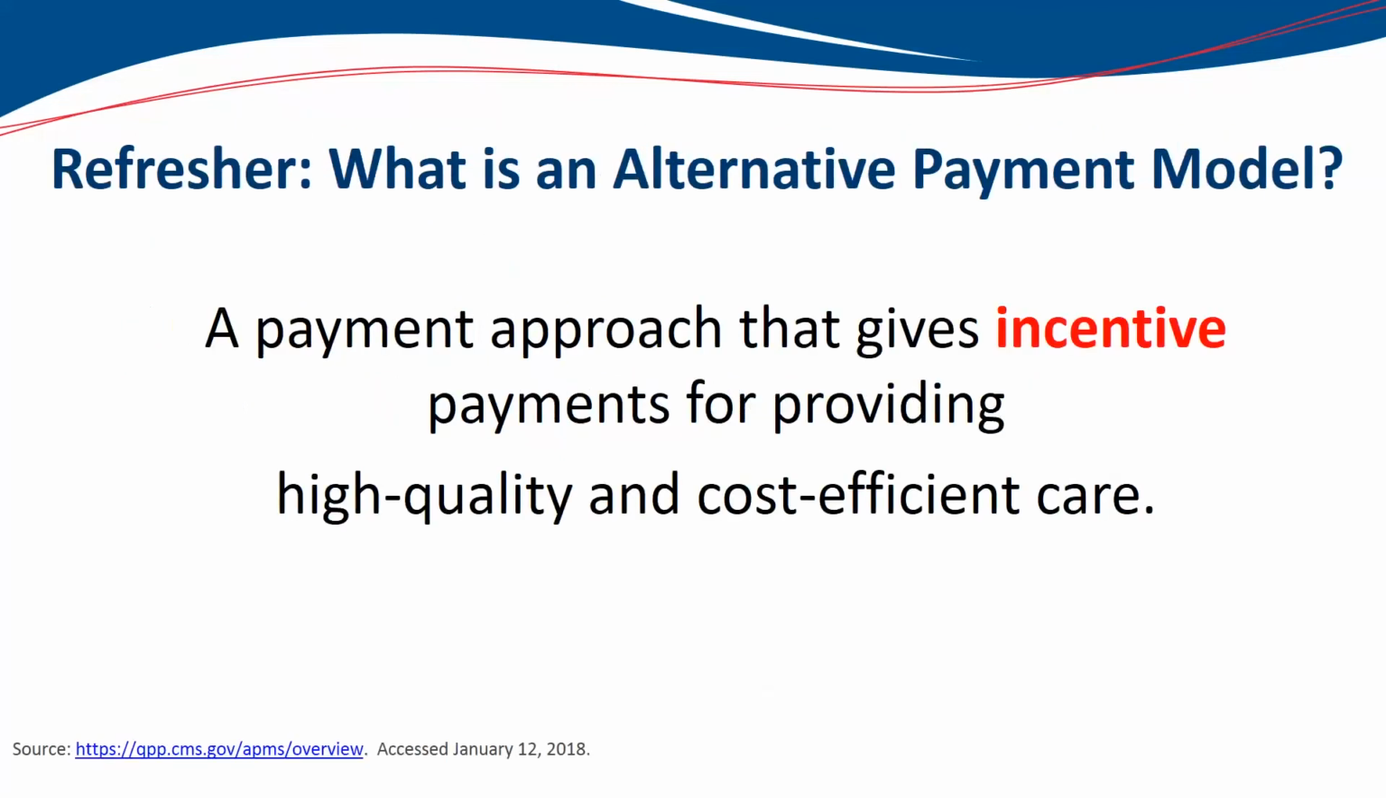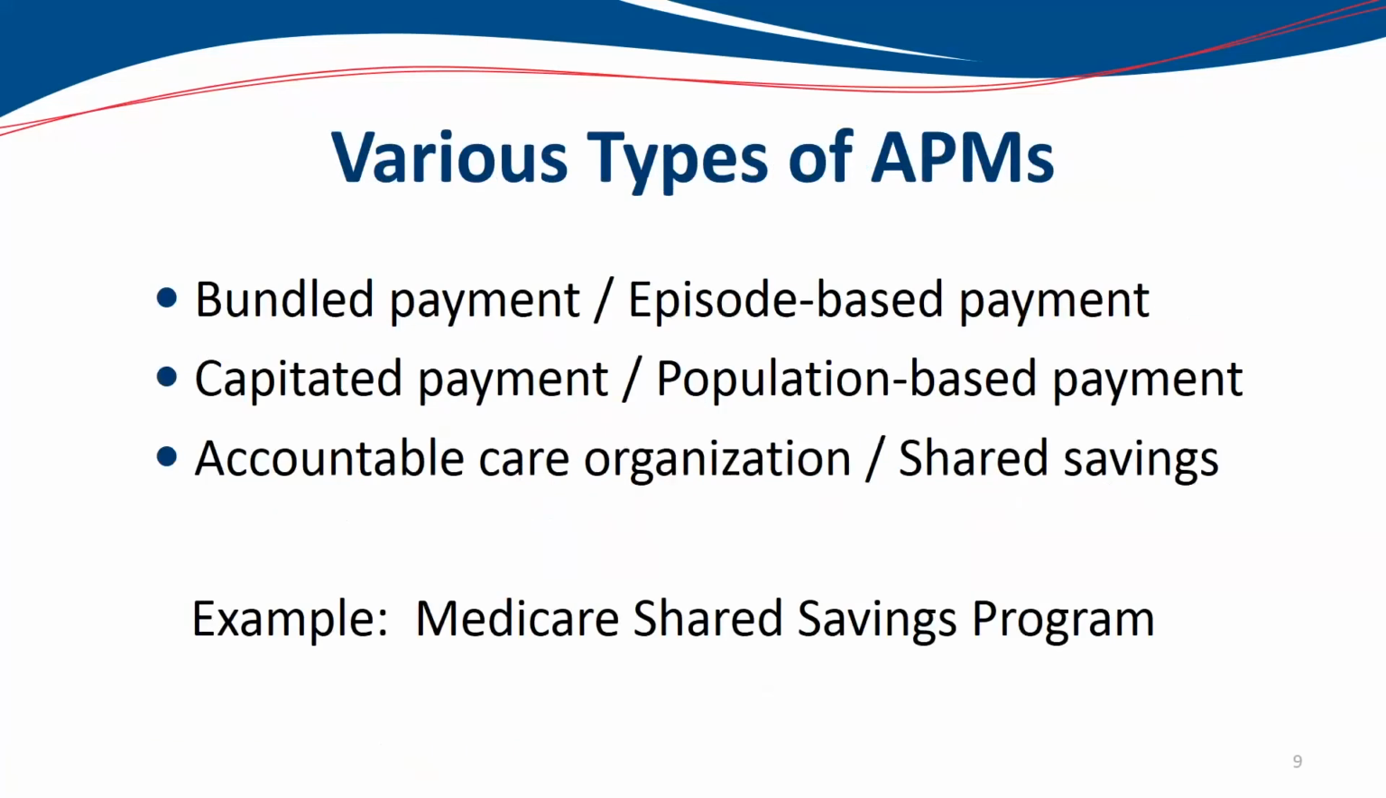So as a refresher, what's an alternative payment model? A payment approach that gives incentive payments for providing high-quality and cost-efficient care. And we talked about the various types of alternative payment models. Some of them are bundled payments, where providers are paid for a bundle of services that they provide, but it's usually a capitated amount of money for an episode of care, and that episode is usually defined by certain things happening before and after a certain event happens.